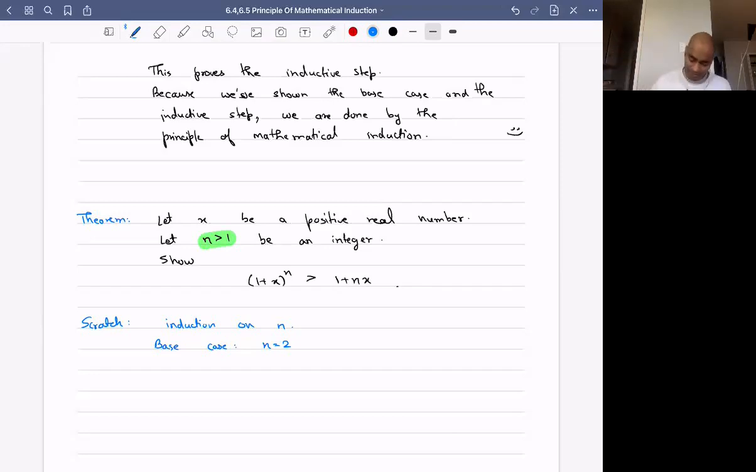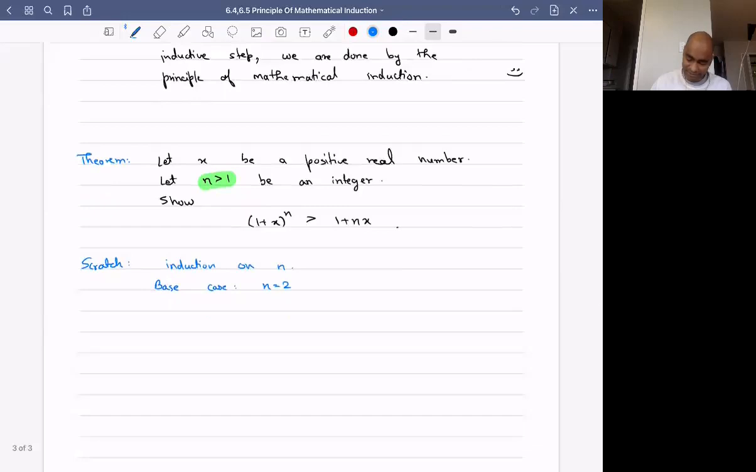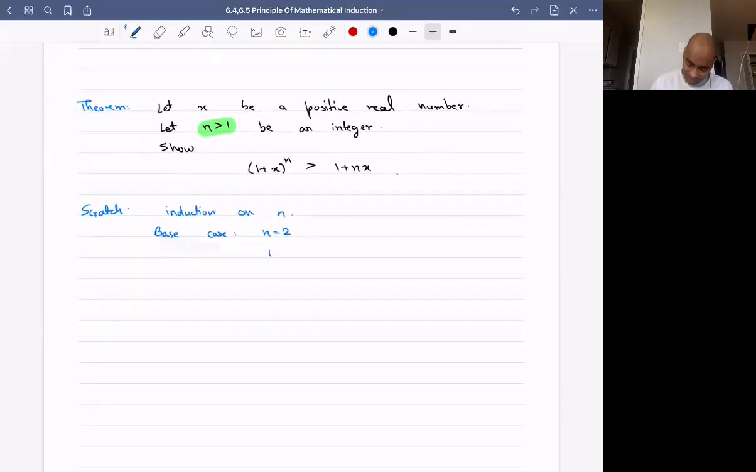So let's try to look at the base case. The base case is telling me that I want to show that (1 + x)^2 is greater than 1 + 2x. What can I do? I have the left-hand side. I can expand it as 1 + 2x + x^2. And now I see that my right-hand side is 1 + 2x, and my left-hand side is 1 + 2x + x^2.